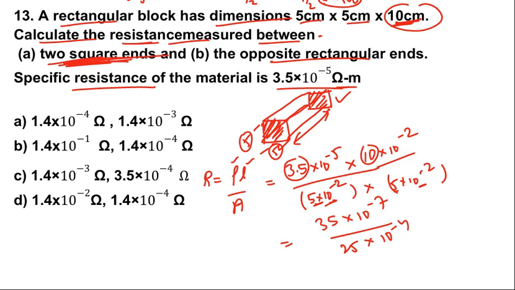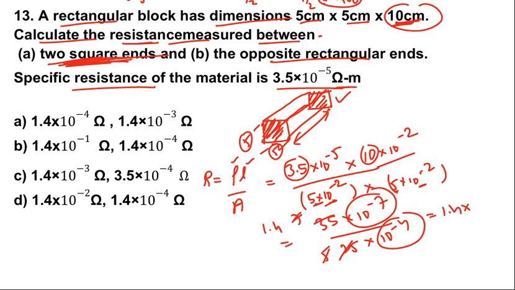And if you further simplify, what will you get? 5 5s are 25, 5 7s are 35. So 5 1s are 5, there will be a 2 here, 5 4s are 20. So 1.4 into 10 power minus 7, and here 10 power minus 4 goes to the numerator.